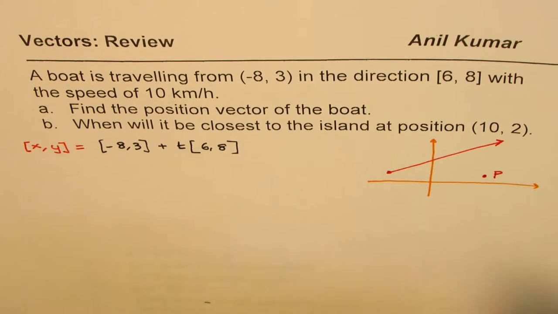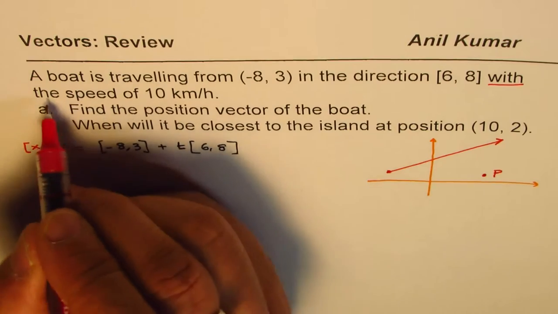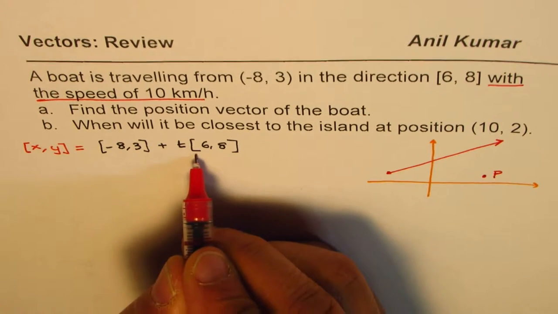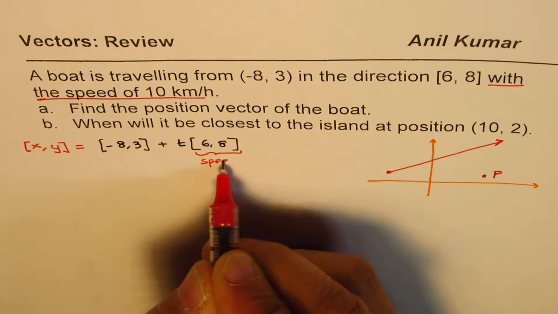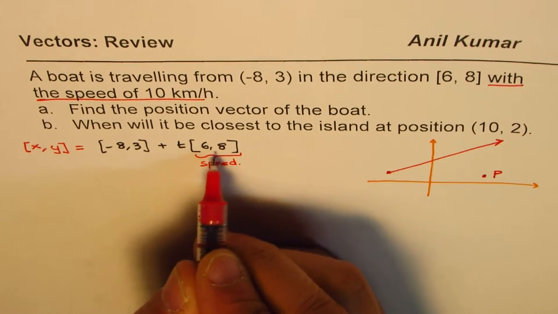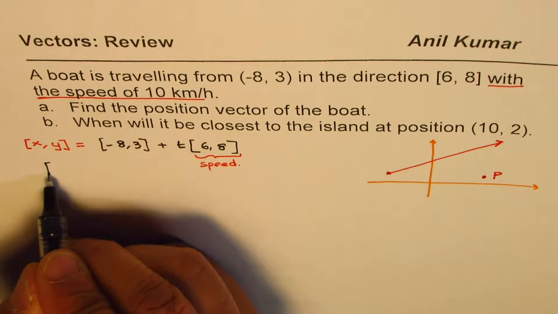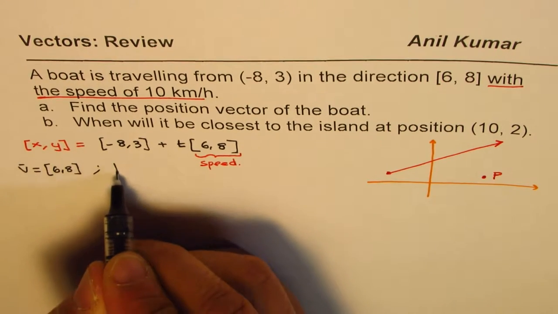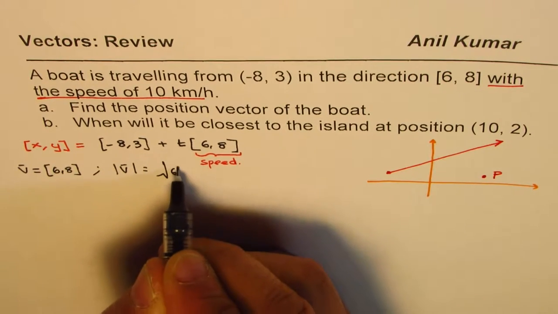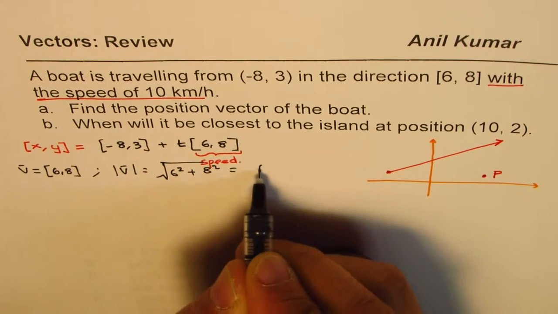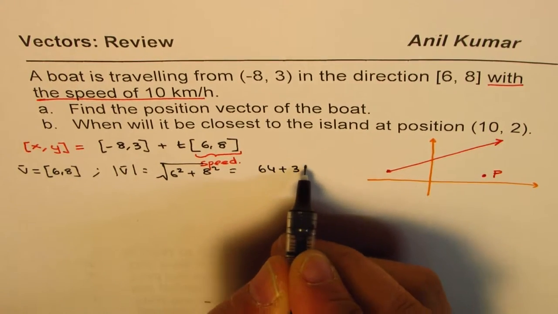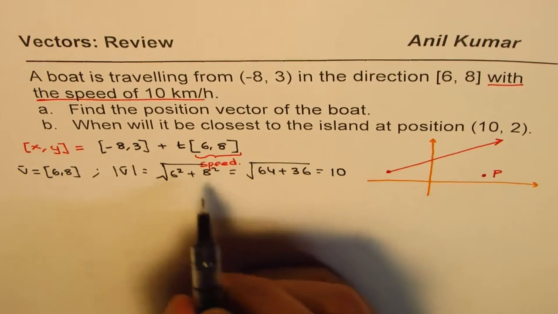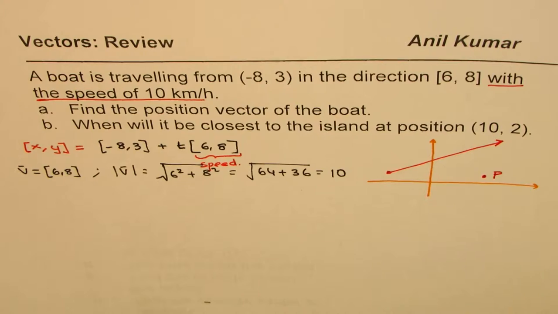Now we need to ensure one more thing. It says with the speed of 10 kilometers per hour. If that is the position vector, then what is the speed? We should check the magnitude. The vector (6, 8) is actually the velocity vector. The magnitude of this velocity vector will be the square root of 6 squared plus 8 squared, which is 36 plus 64, square root of 100, which is 10. So this gives you a speed of 10 kilometers per hour also.